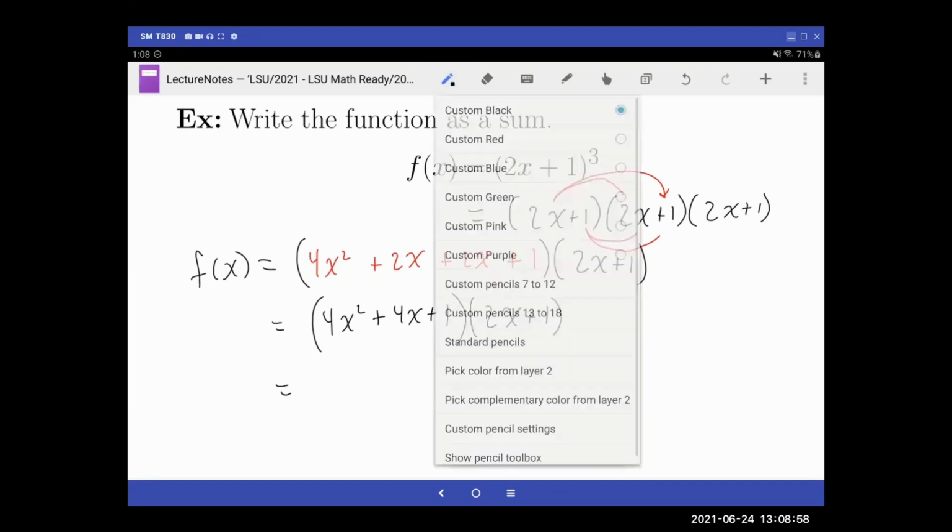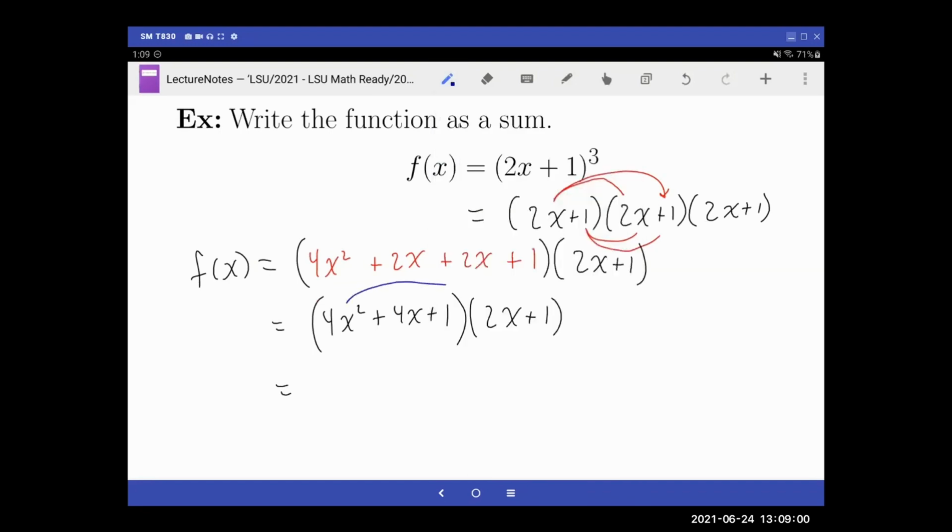Now let's do this again. Distribute: 4x squared times 2x would be 8x cubed. 4x squared times 1 is 4x squared. 4x times 2x is 8x squared.